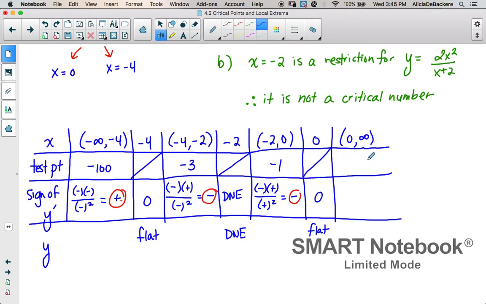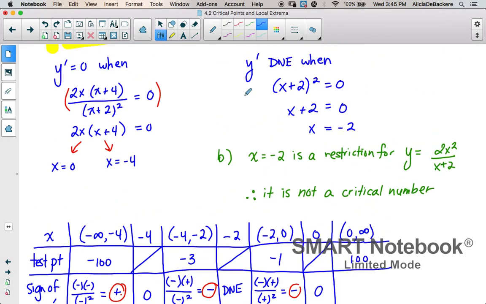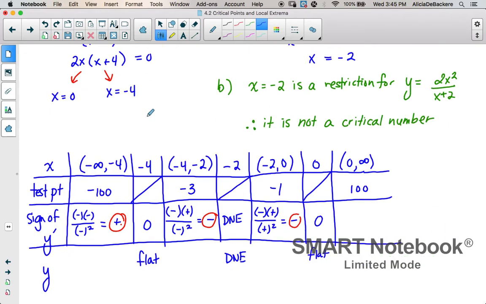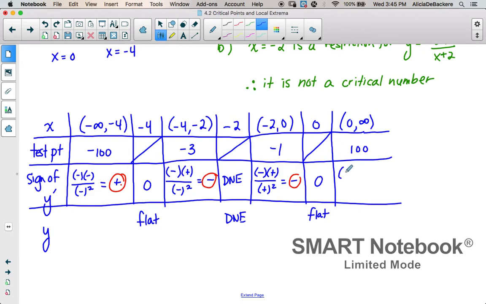All right, picking some number bigger than 0. Again, I went with 100, but you could pick 2 or 1 if you like. We're going to come up here and plug that into my derivative. So I'm going to get 200, so a positive, times, again, if I put 100 in this bracket, that's a positive. 100 in this bracket is also a positive squared. So everything's positive here.